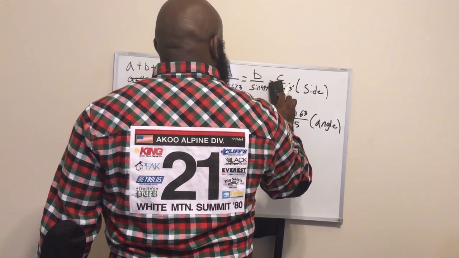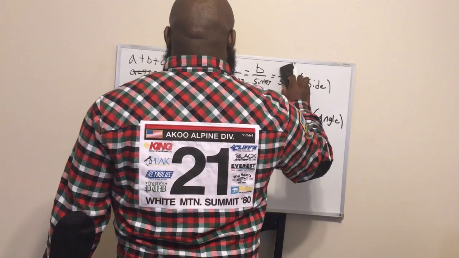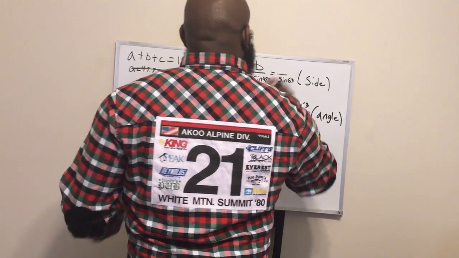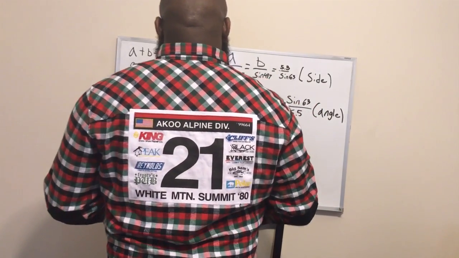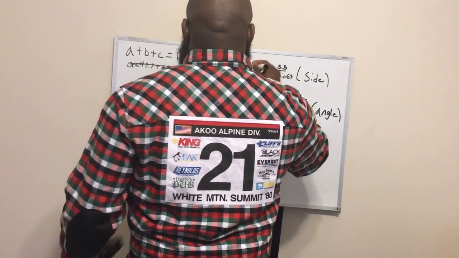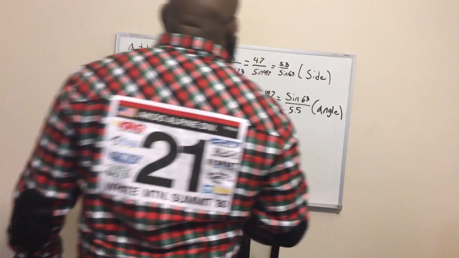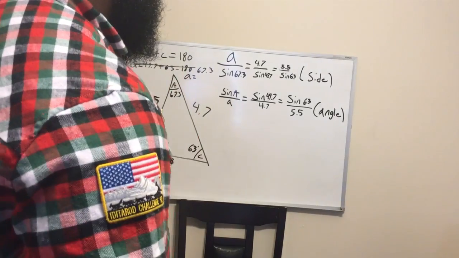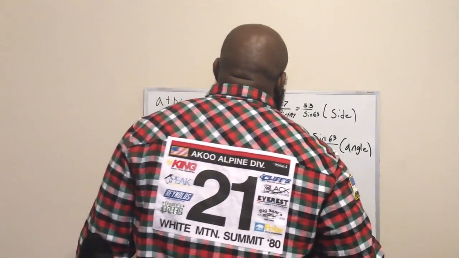All right. Let me go and erase these. These are really not needed. We know that side C is 5.5. We know that side B is 4.7. We don't know what side A is. So let's solve for side A.